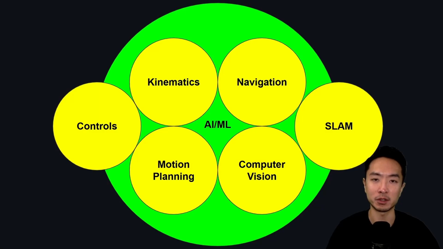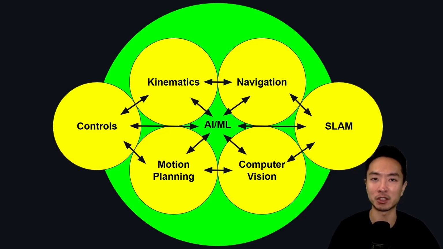So you have all of these specializations you can choose from, but many times these specializations are somehow tied together. So you have controls with kinematics, you have kinematics with navigation, you have navigation with SLAM, you have SLAM with computer vision, you have computer vision with motion planning, and you have motion planning with controls. And you have AI and machine learning that pretty much touches on all of these topics.